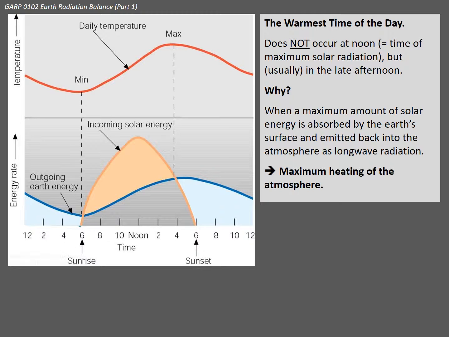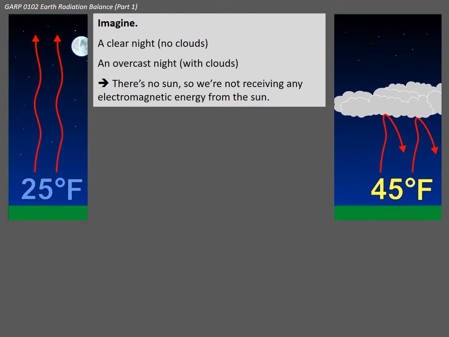Now, we can also think about this at night. So here we have your classic situation, right? Imagine you have a beautiful clear night, no clouds, you can see the moon, you can see the stars, and those nights tend to be really, really cold. Contrast that, for example, with a night that's overcast, where there's clouds in the sky. Those nights tend to be much warmer.